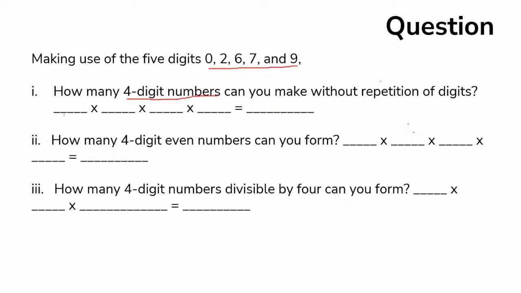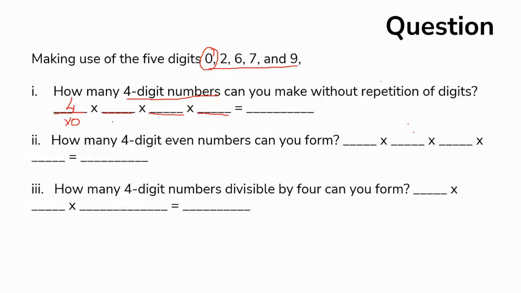But be clear, guys. In a four-digit number, for example, this is the thousands place, this is the hundreds place, and tens and unit digit. In the thousands place, be careful, because zero is being given to you. Without zero, I can say five possible ways, four possible ways for this, and three, two. But in this case, I can't use zero in the thousands place. So how many possible ways for this thousands digit? Only four possible ways.